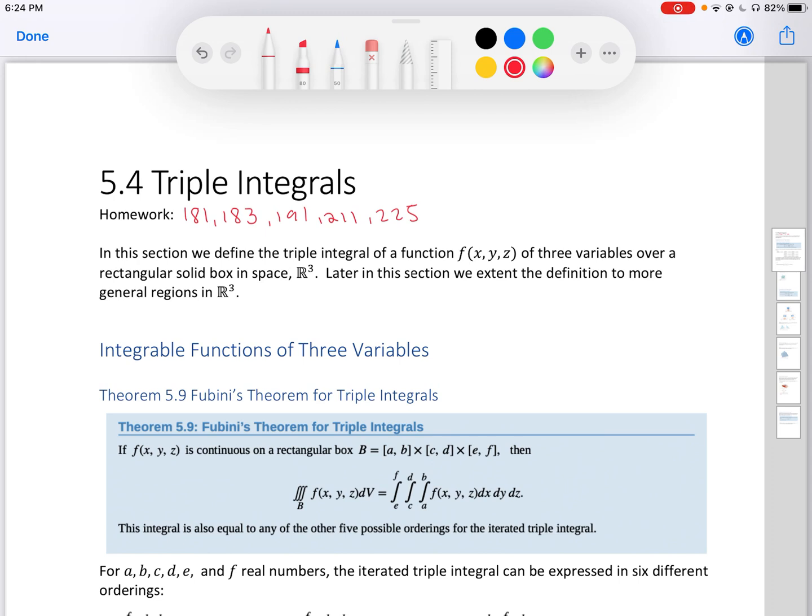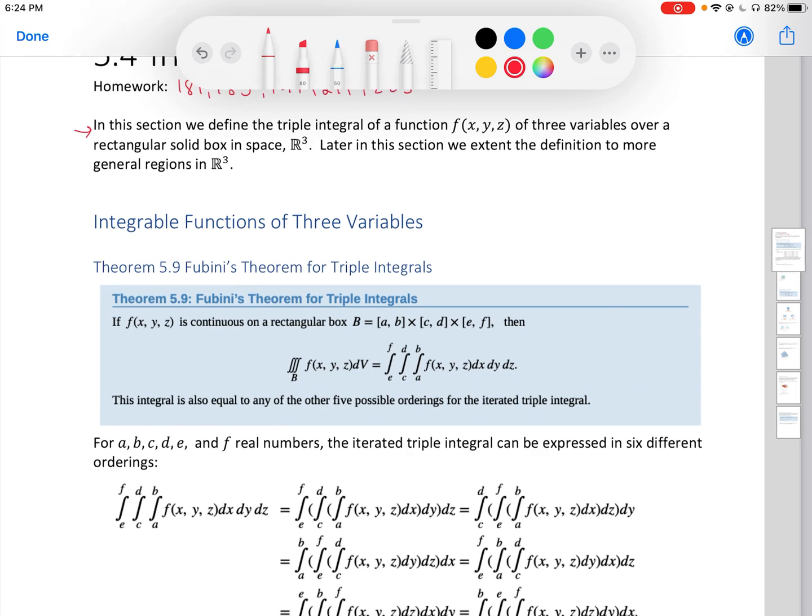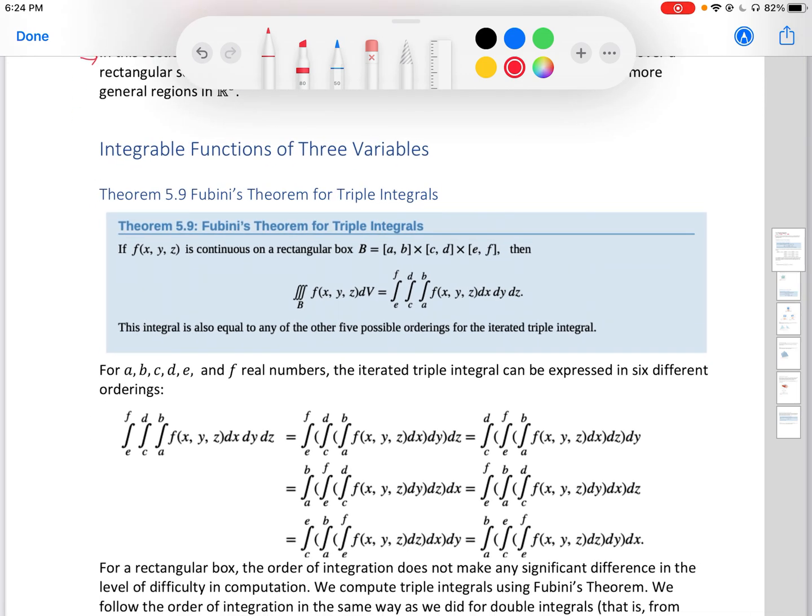Section 5.4, triple integrals. So to begin, in this section, we define the triple integral of a function f of x, y, z of three variables over the rectangular solid box in space R3. Later in this section, we extend the definition to more general regions of R3. To begin, let's start with Theorem 5.9, Fubini's theorem for triple integrals. All this is saying is that we're able to integrate for three different variables x, y, and z.